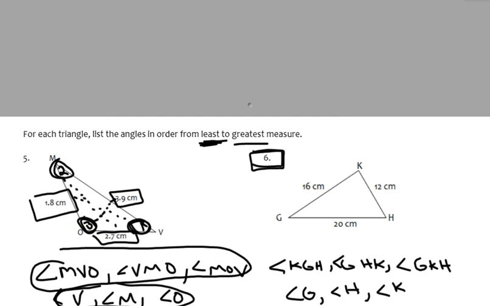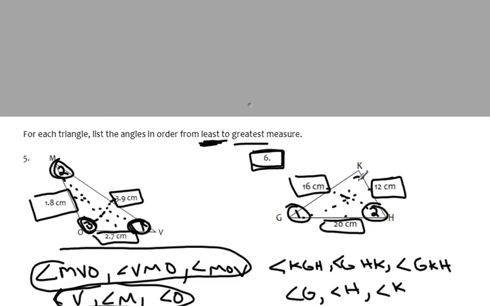Okay, you should have had angle KGH or HGK first, GHK or KHG, and GKH or HKG. Naming it with 3 letters. With 1 letter, it's G, H, and K. If you're ready to move on and go on to the practice, go ahead. If not, stick around. We start with the smallest side, which is 12. Across from it, we put a 1. Start with the middle side, 16. Across from it, we put a 2. And the largest side, 20. Across from it, we put a 3.